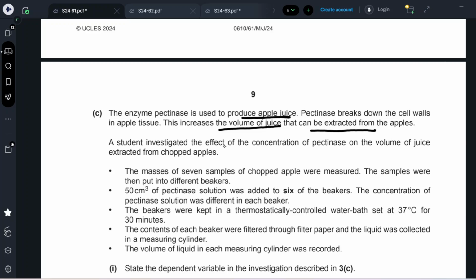The student investigated the effect of a concentration of pectinase on the volume of juice extracted. So what am I going to change? I want to see how the concentration of pectinase affects the juice. So this is my independent variable. I will change the concentration and measure the volume of juice that I got. And this is my dependent variable.